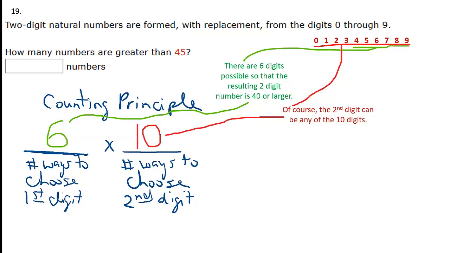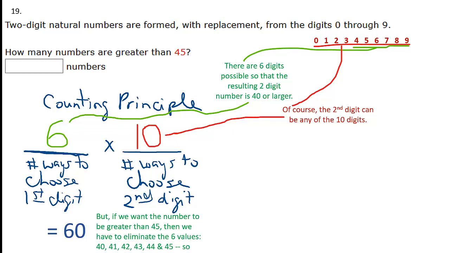Now, the reason this is tricky is that 6 times 10 equals 60 is really telling us how many numbers are 40 or larger. But we want to know how many are greater than 45. So you have to think about this: we've counted 40, 41, 42, 43, 44, and 45. That's 6 things that we counted that we didn't need to count. So we really got to take that 60 and subtract off the 6 things that are in the 40s that we didn't mean to count. And so you end up with 54.